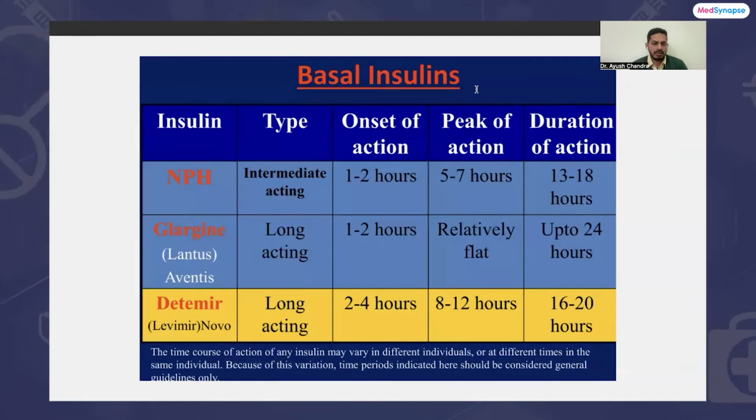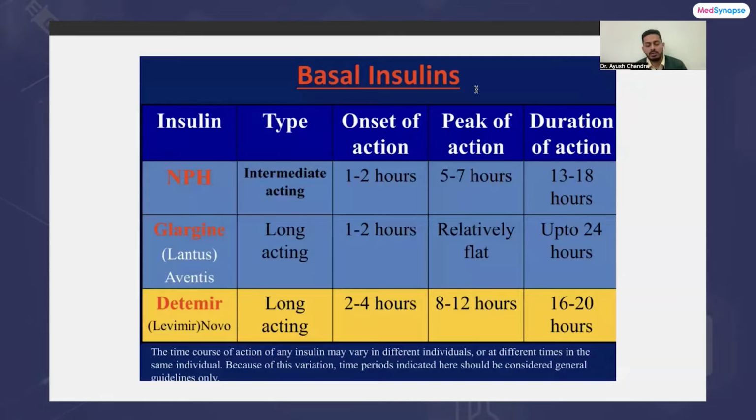So NPH, as I was discussing, is an intermediate kind of insulin. This is not being used much in today's date, but it is still very effective. It was used more in the pregnancy period. The onset is 1 to 2 hours, the peak goes to 5 to 6 hours, and the duration goes to around 12 hours. Glargine, your Lantus, is very commonly used. 90% of the long-acting ones being used are this. It starts in 1 to 2 hours, and the effect is very flat, goes throughout the day, and lasts as long as 1 day.